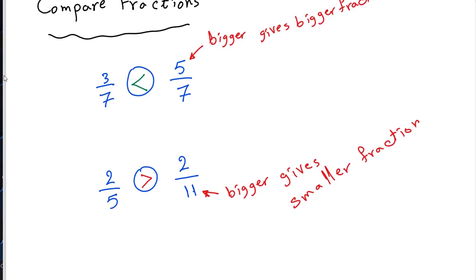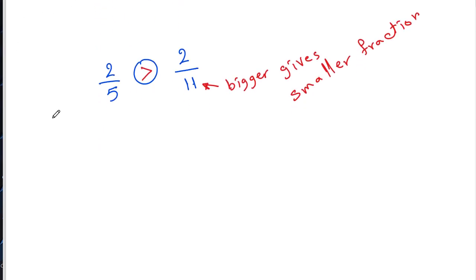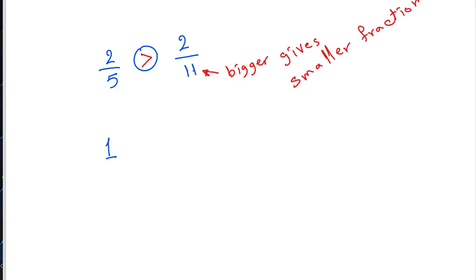Okay, let's see another one. I'll ask this question. 1/2 and 1/4, which is bigger, which one is greater? Yes, 1/2 is greater than 1/4. Because here we have 4 down, and remember, when we have the same numerator, the bigger denominator gives a smaller fraction.